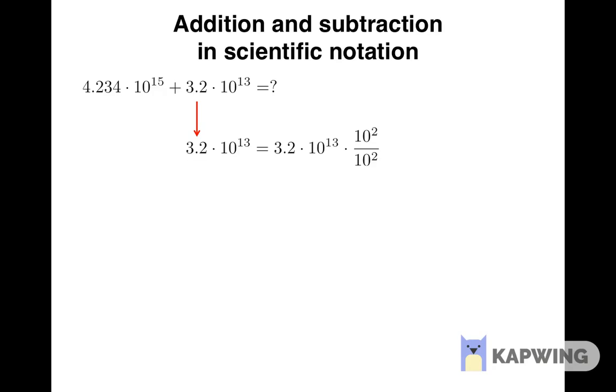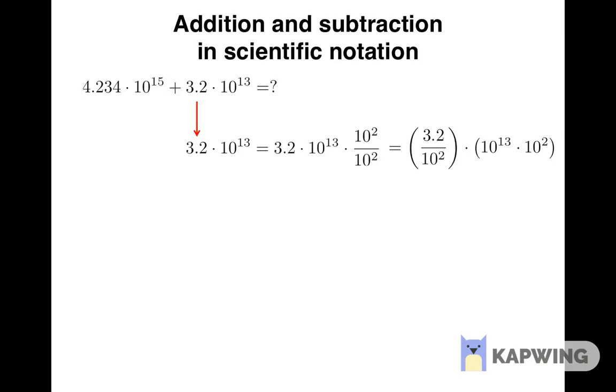3.2 times 10 to the 13th power is 3.2 times 10 to the 13th power multiplied and divided by 10 to the 2nd power. This operation didn't change the value of our number because we multiplied and divided by the same number, 10 to the 2nd power. We now regroup the terms as follows. 3.2 times 10 to the 13th power times 10 to the 2nd power and divided by 10 to the 2nd power is 3.2 divided by 10 to the 2nd power multiplied by 10 to the 13th power times 10 to the 2nd power.